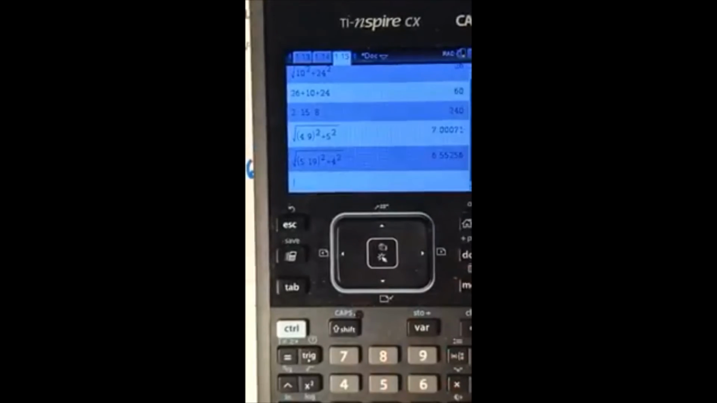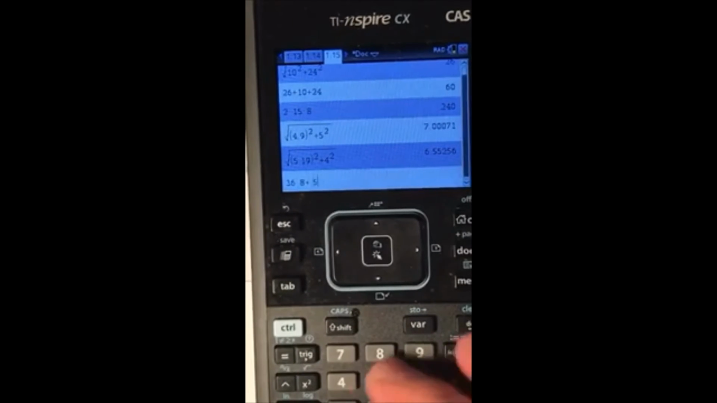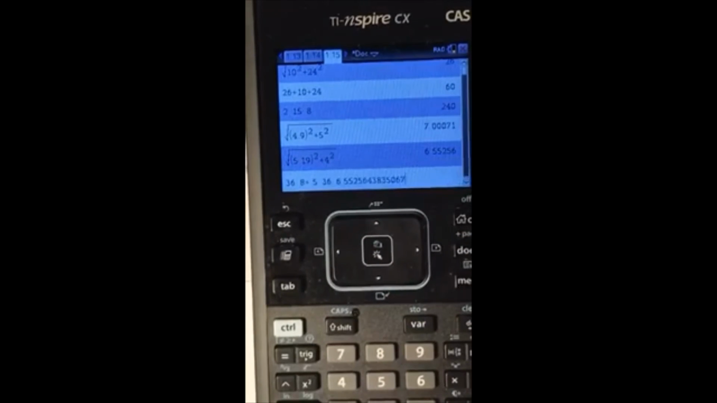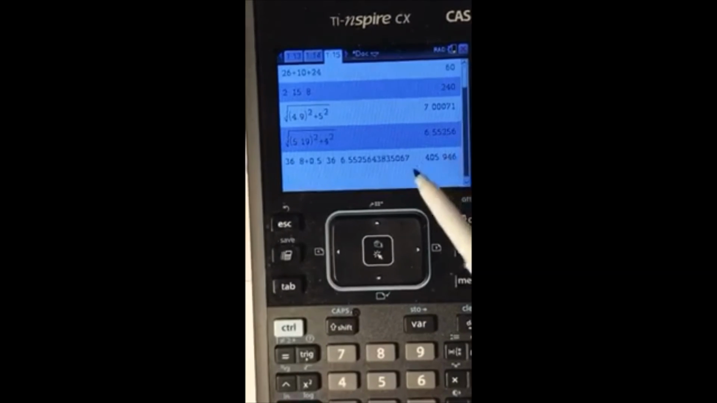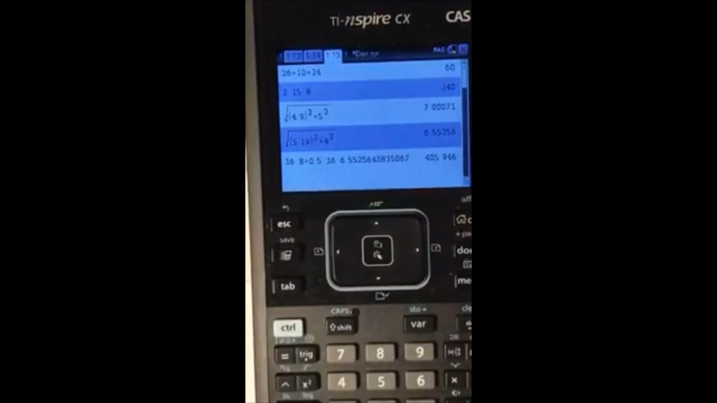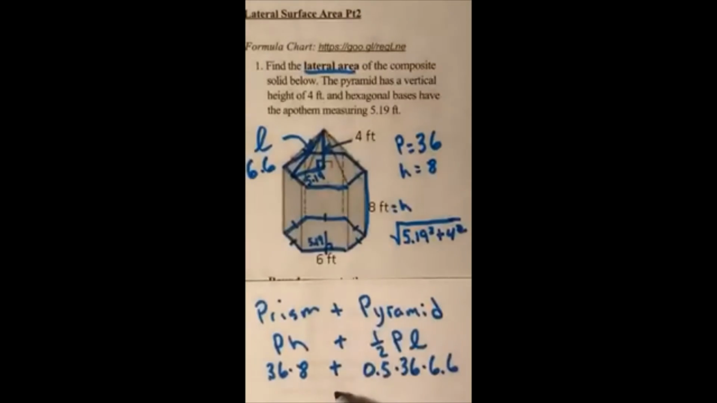So 36 times 8 plus 0.5 times 36 times, now arrow up and get that slant height. That way we get all the decimal places, and at the end you can round. Now's the time to round. So 405.9. Okay, select the correct answer.